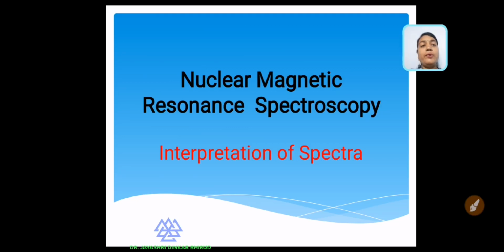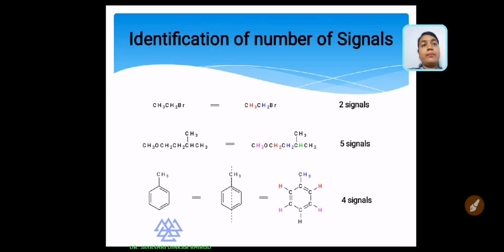Welcome all of you. Today we have to discuss nuclear magnetic resonance spectroscopy and the interpretation of the spectra we see. First of all, identification of the number of signals is the most important step in NMR spectroscopy. So let us see with an example. The first example is ethyl bromide.